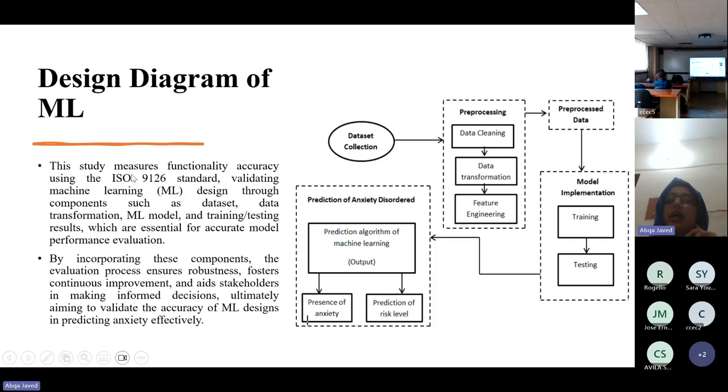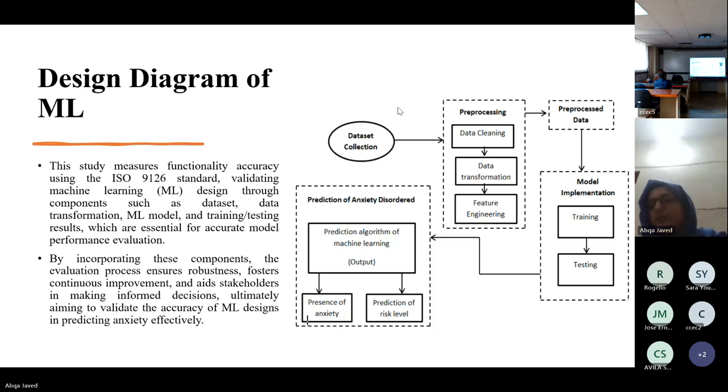So these data set design level metrics that we have defined, we are going to implement to predict anxiety disorder by implementing a particular machine learning model. This study particularly measures the functionality accuracy using the ISO 9126 standard, which validates the machine learning model through components such as data set, data conformation, machine learning model, and the training and testing results that are essential for measuring any machine learning model and detecting the accuracy of the model at the evaluation level. By incorporating these components, the evaluation process ensures robustness, fosters continuous improvement, and helps stakeholders make informed decisions, ultimately aiming to validate the accuracy of a particular machine learning design model in predicting anxiety effectiveness.